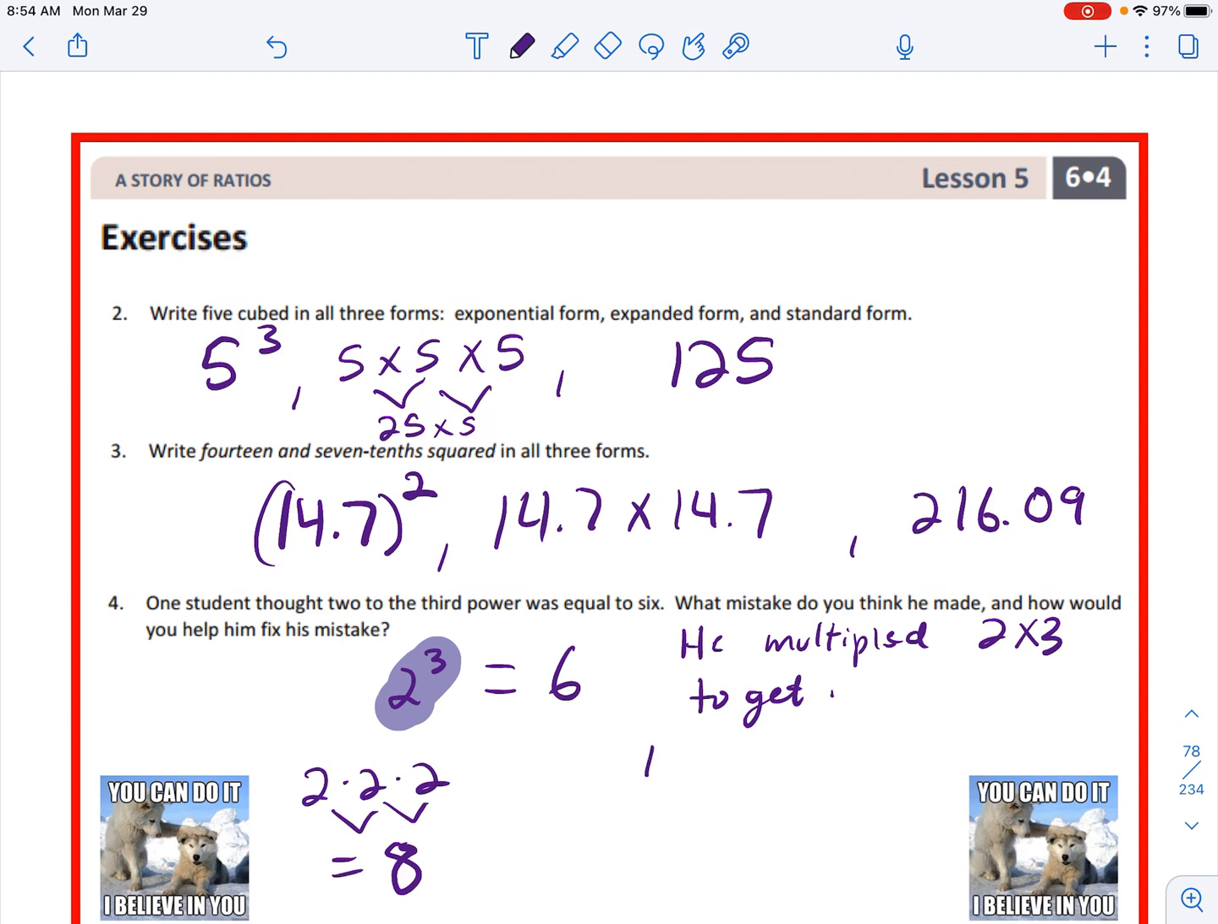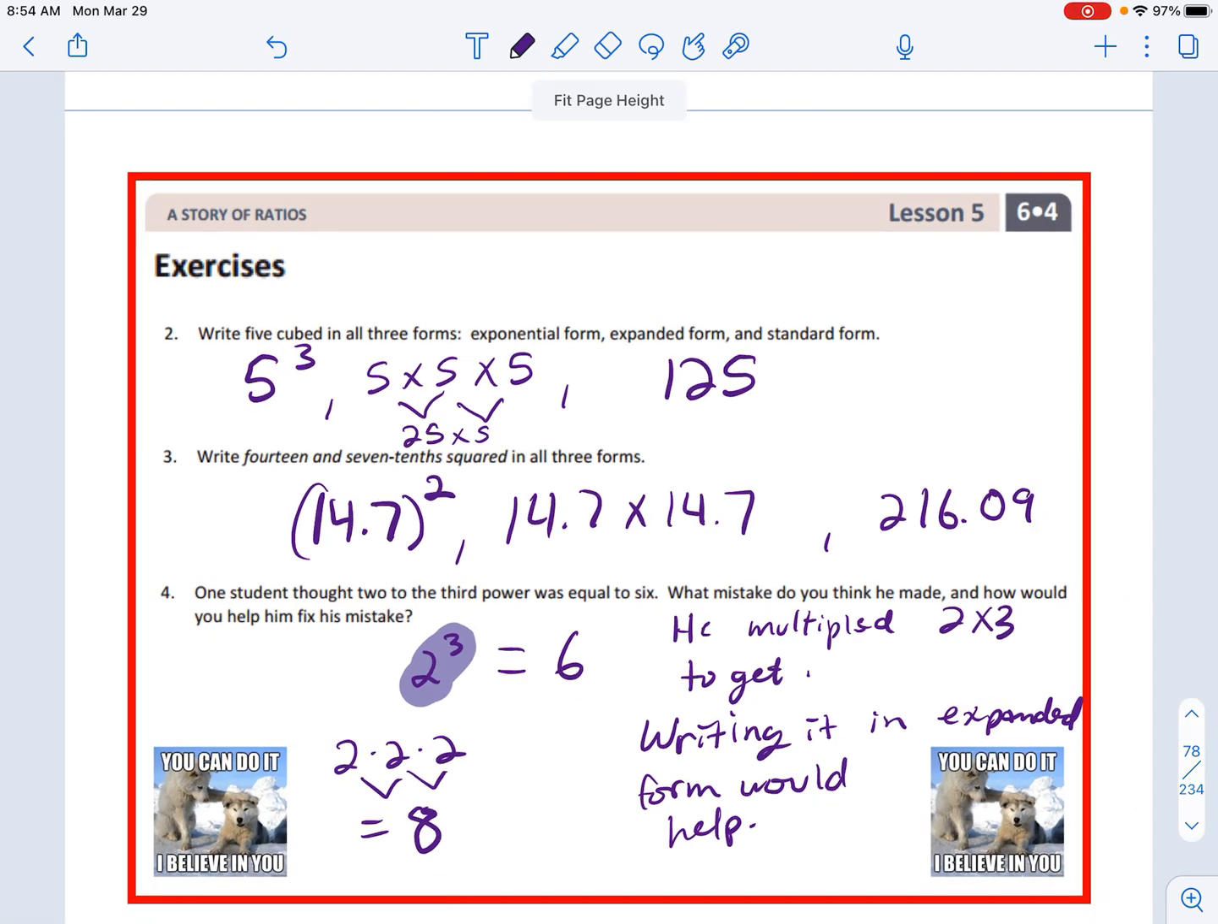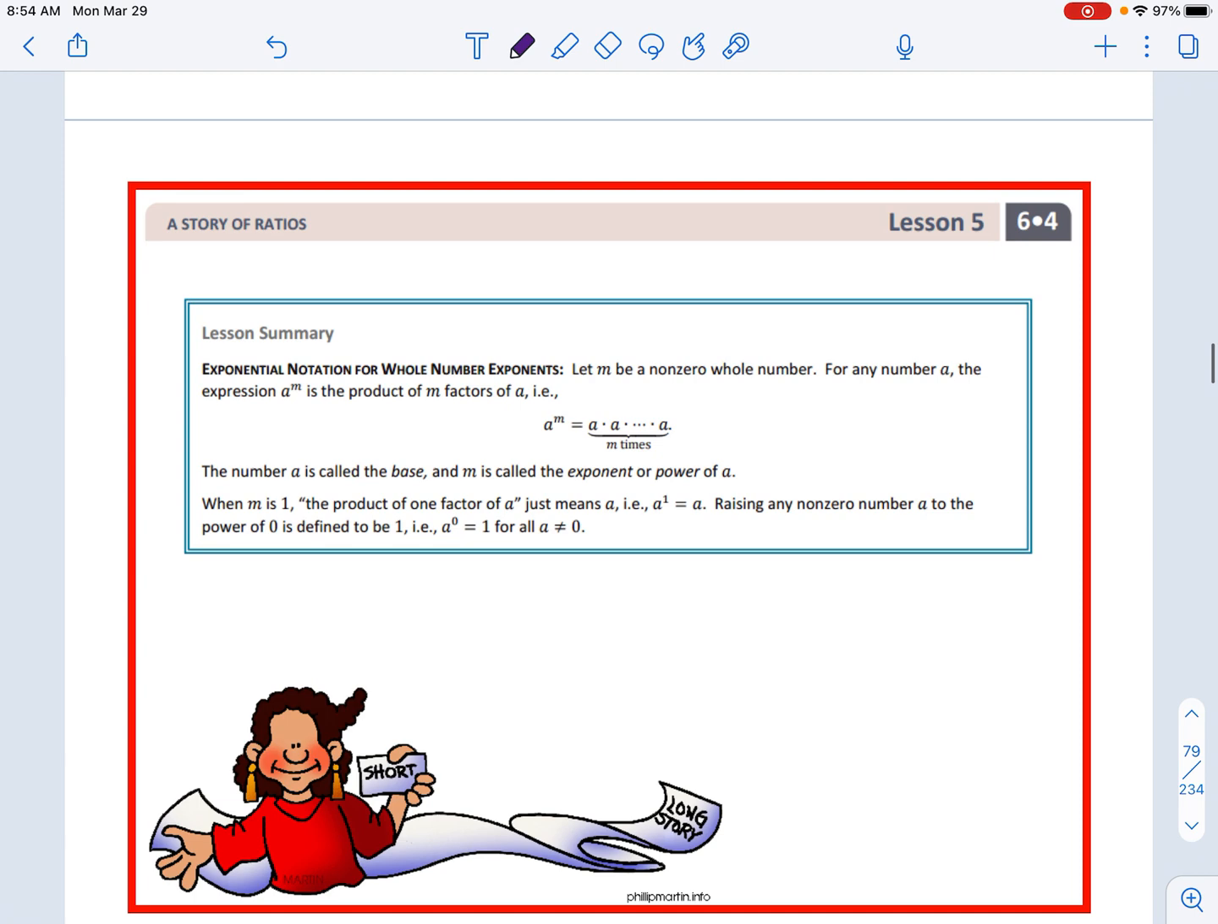What he should have done is written it in expanded form. Writing it in expanded form would help, okay? Definitely would help us. 2 times 2 is 4, times 2 is 8. So 2 to the third power is going to be equal to 8.